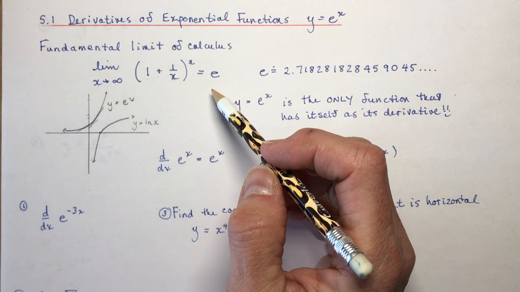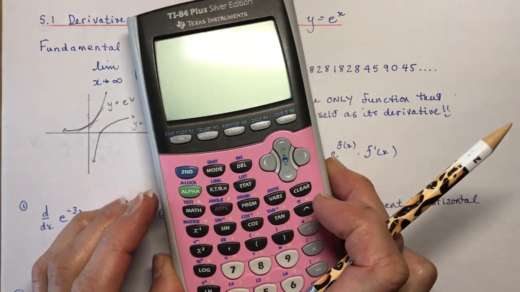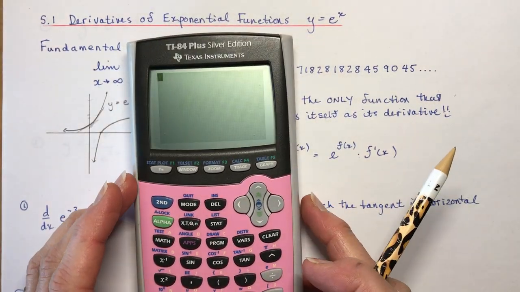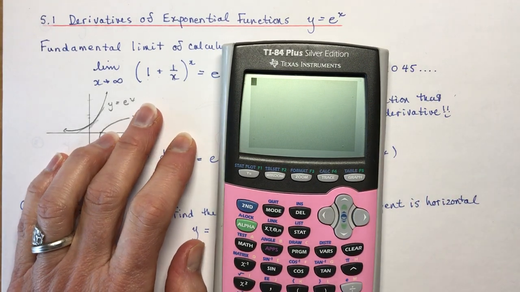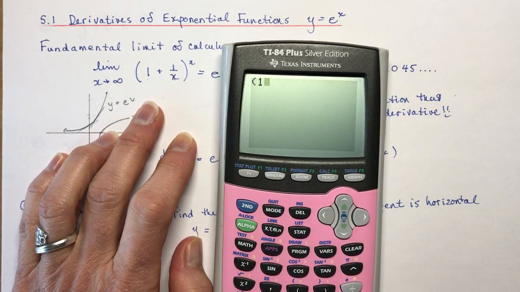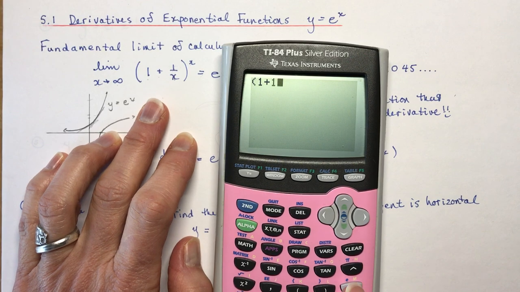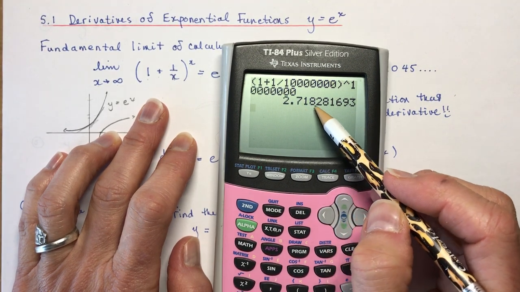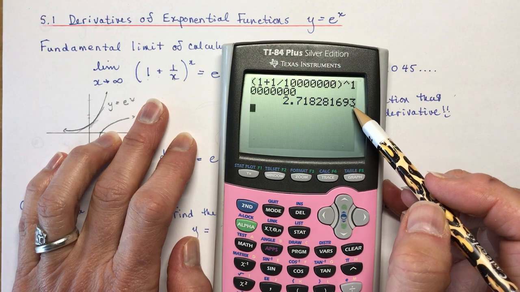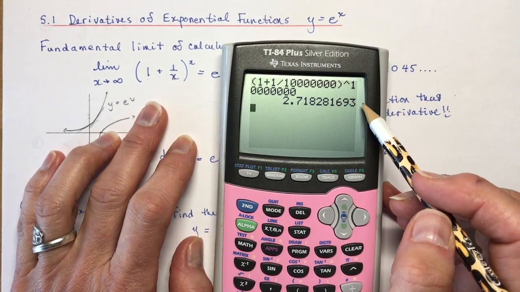So if you take out your trusty calculator, I want to show you how you would get close to this number. So let's say I'm going to do 1 plus 1 divided by 1 with 7 zeros, and I raise that to the power of 1 with 7 zeros. You'd see that I get a number 2.718281693, which is getting pretty close to the actual value for e.